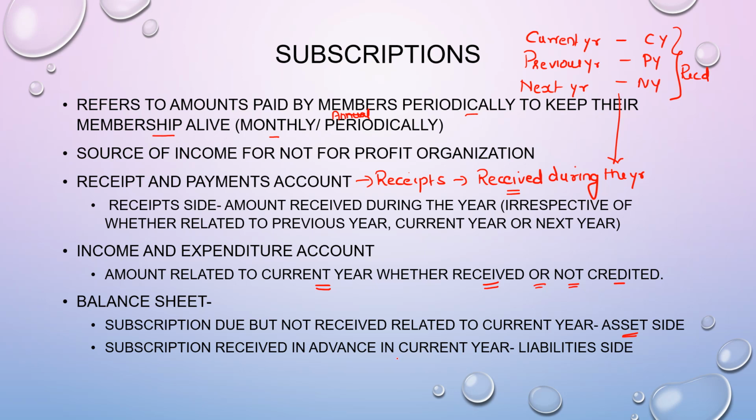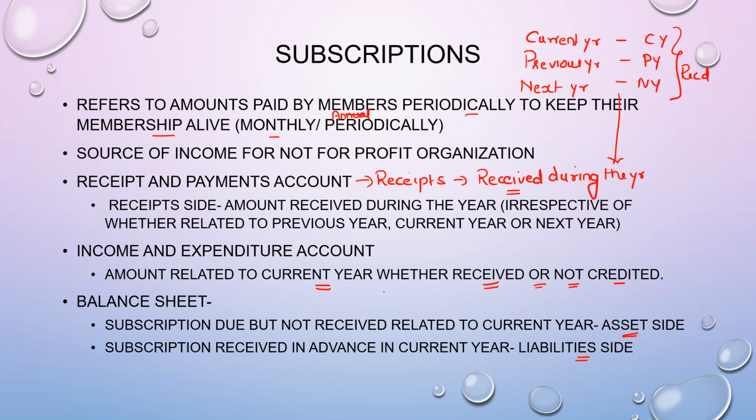So whatever has been received in advance in the current year, that would be put on the liability side of the balance sheet, and in the next year to which it relates, in that year the amount which was received in advance in the previous year would be added to the income and would be seen in the income and expenditure account as an addition. So this is in detail about the subscription and the accounting treatment of subscription.